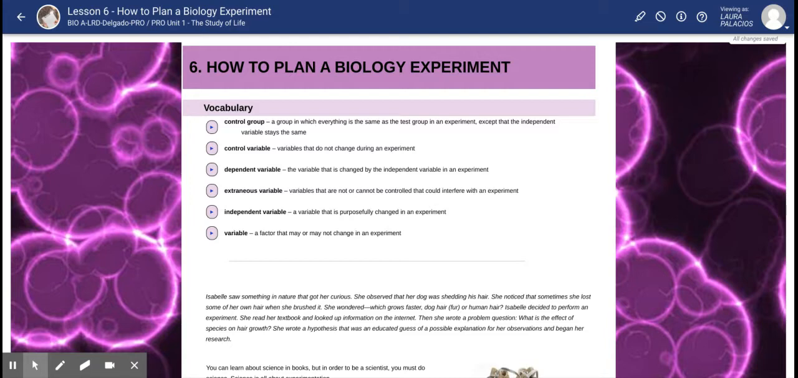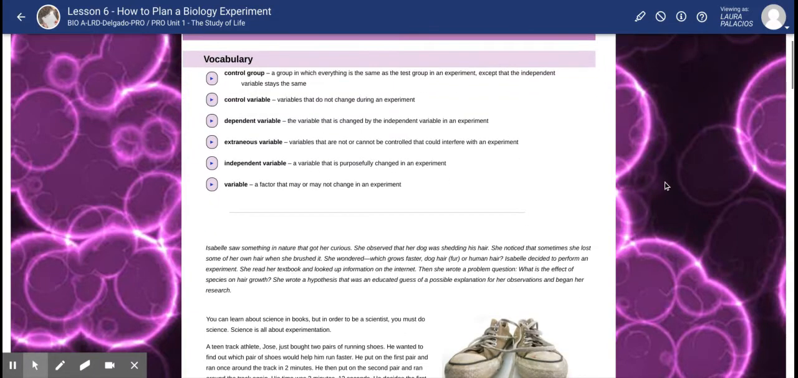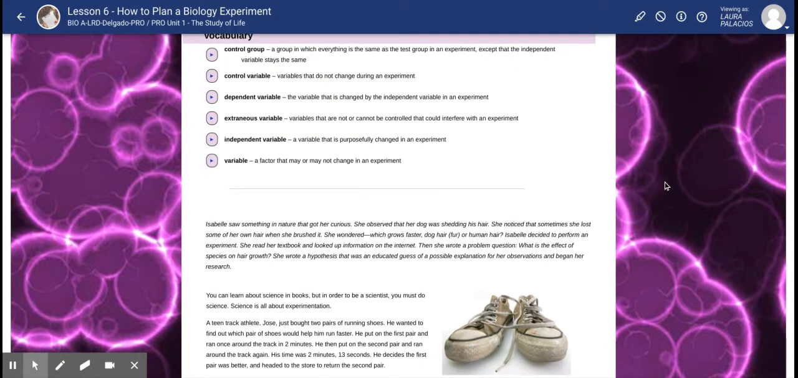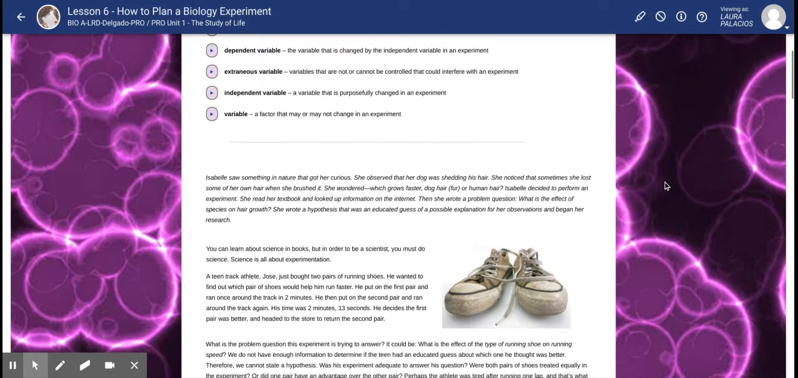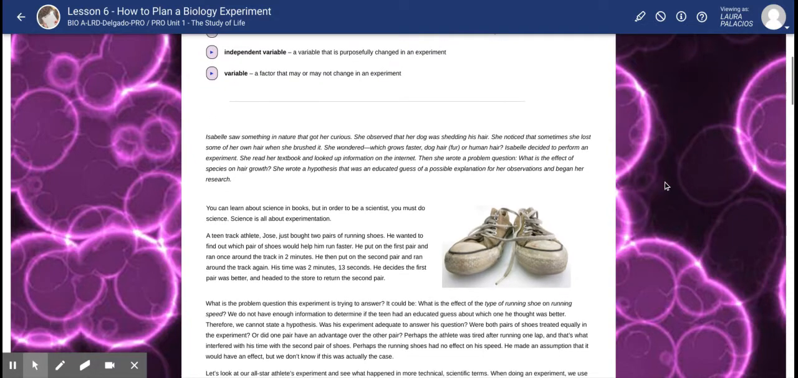Control variable, variables that do not change during an experiment. Dependent variable, the variable that is changed by the independent variable in an experiment. Extraneous variable, variables that are not or cannot be controlled that could interfere with an experiment. Independent variable, a variable that is purposely changed in an experiment. Variable, the factor that may or may not change in the experiment.